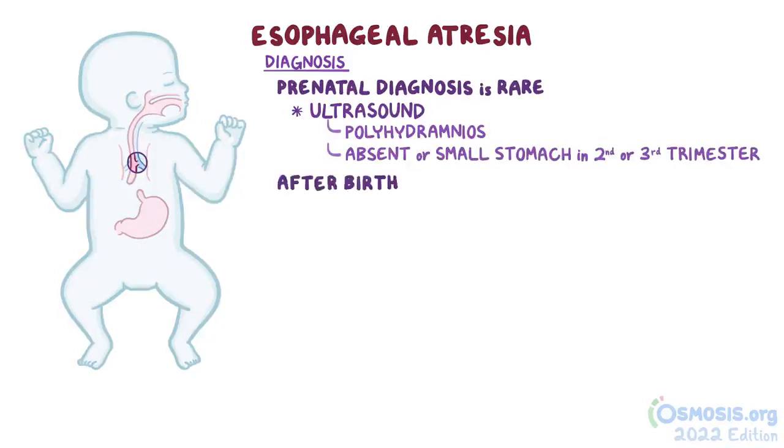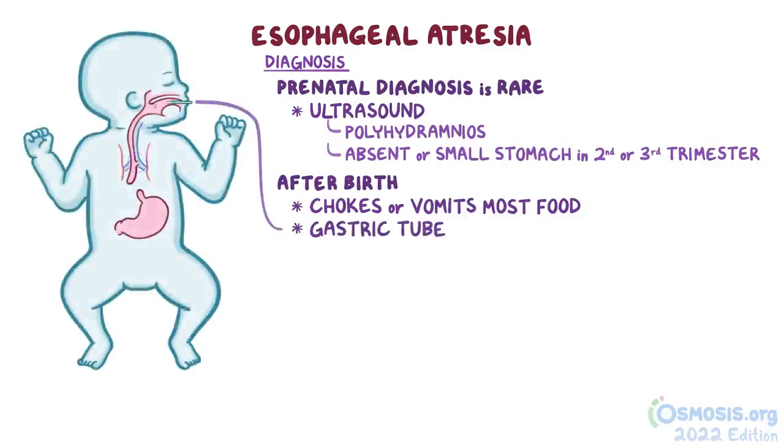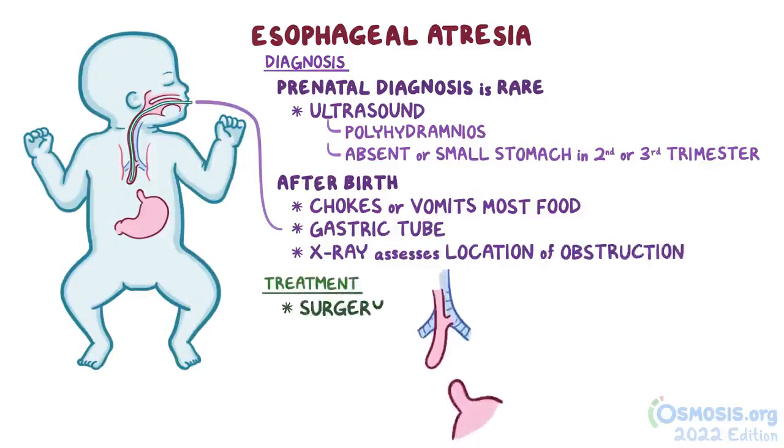After birth, clinically, the newborn chokes or vomits most or all of the food they consume. Next, if esophageal atresia is suspected, a gastric tube is inserted in the infant's nose or mouth. If it cannot pass down into the stomach, diagnosis is confirmed, and an X-ray is needed to assess the location of the obstruction. Treatment consists of surgery to remove the obstruction and reconnect the two segments of the esophagus. If present, any fistula will also need to be ligated.